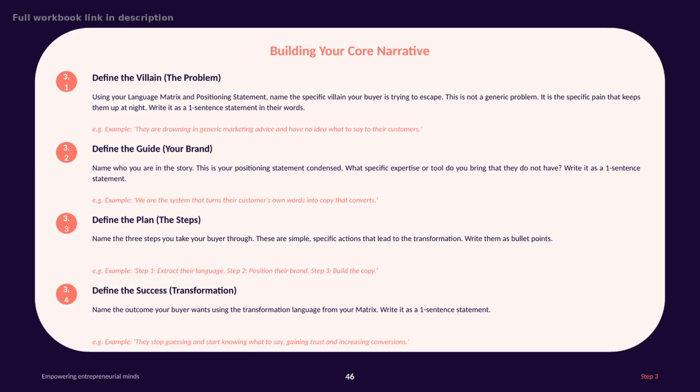Step 4. Define the success, the transformation. Name the outcome your buyer wants using the transformation language from your matrix. Write it as a 1-sentence statement. For example, they stop guessing and start knowing what to say, gaining trust and increasing conversions.